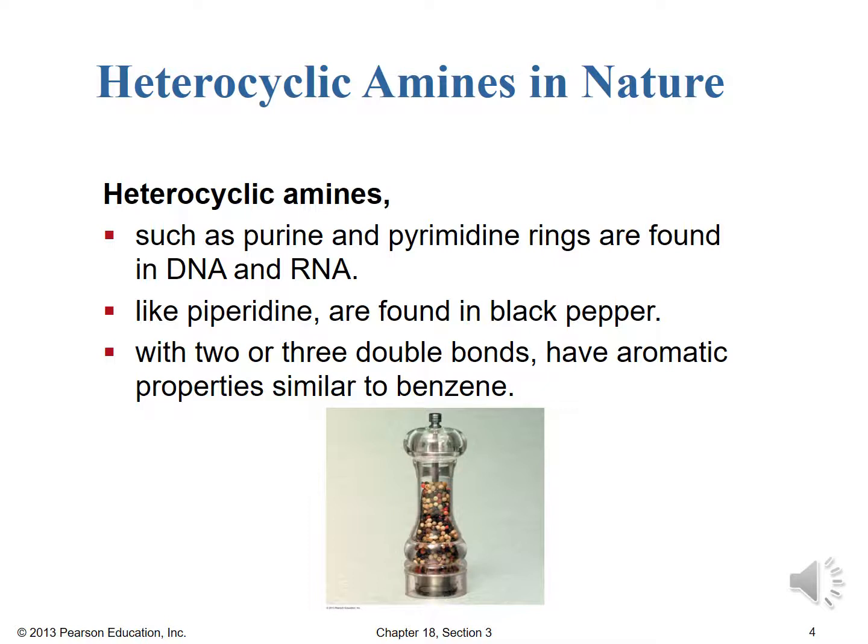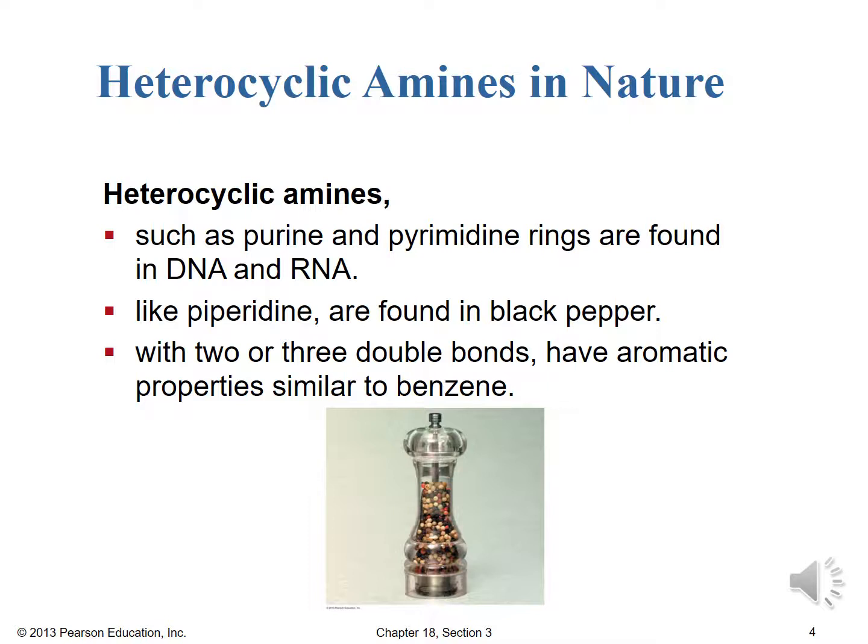Okay, so there we have it. The purine and pyrimidine rings are found in DNA and RNA. I think I might have said DNA and proteins. Obviously, DNA and RNA code for protein synthesis, but it's the DNA and RNA that I meant to mention as being the purine and pyrimidine ring containing compounds. We'll also see heterocyclic amines like piperidine are found in black pepper, so not a source you might expect, but again, a natural source of this particular heterocyclic amine.